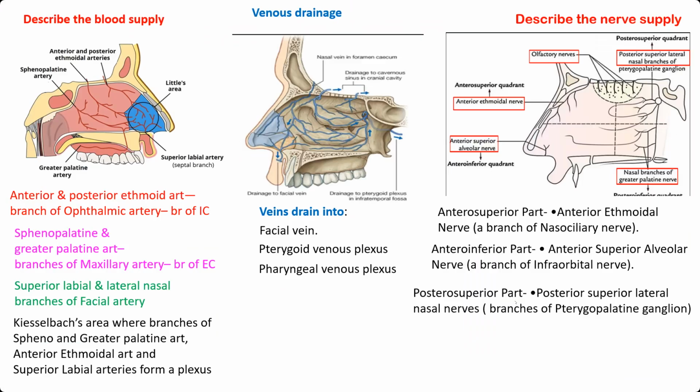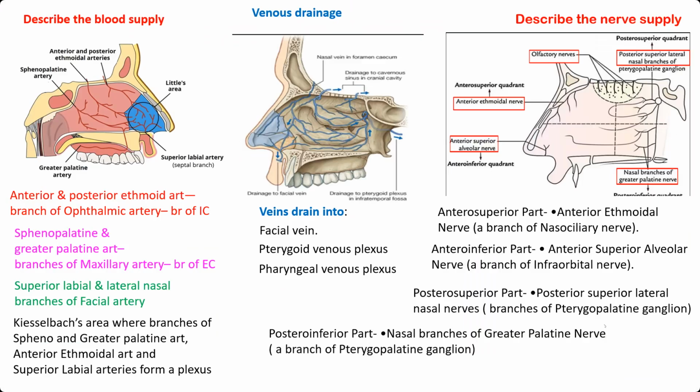And the posterior superior part is supplied by the superior lateral nasal nerve, which is a branch of the pterygopalatine ganglion. And the posterior inferior part is supplied by nasal branches of the greater palatine nerve, which is again a branch of the pterygopalatine ganglion. So for the sake of nerve supply, you have to divide the whole nose into anterior superior, anterior inferior, posterior superior and posterior inferior parts.